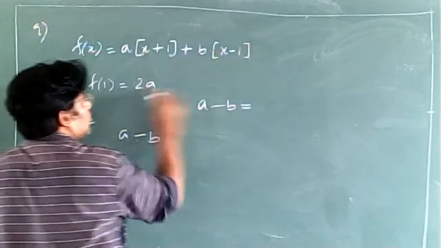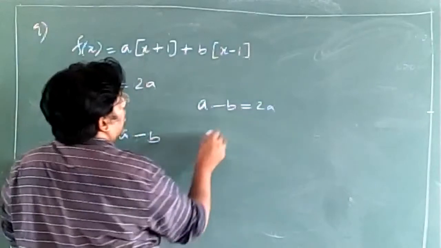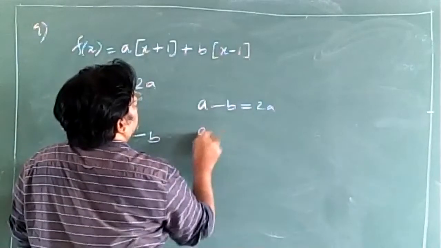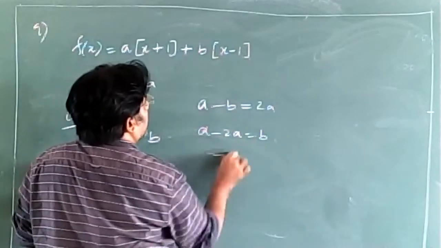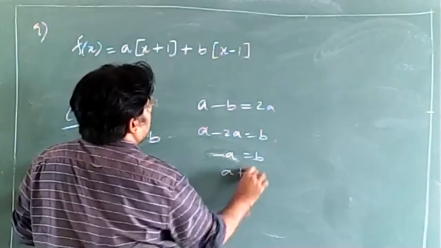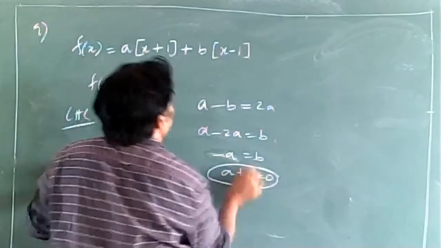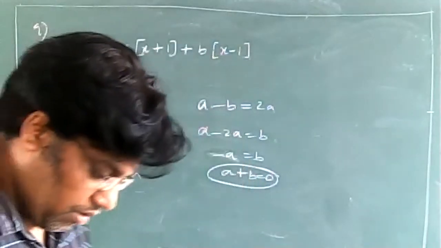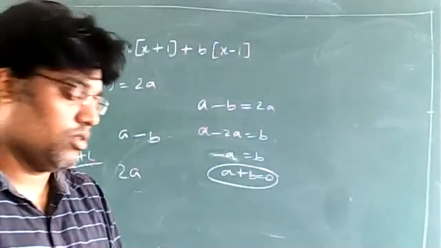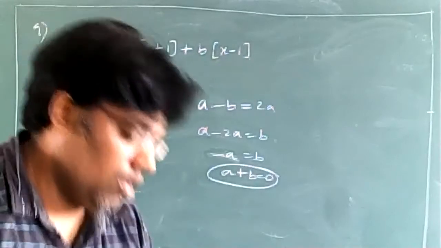2a is equal to 2a. Or we can convert it another way. a minus 2a is equal to b, or minus a is equal to b, or a plus b is equal to 0. Clear? This is about question number 9. Question number 10.